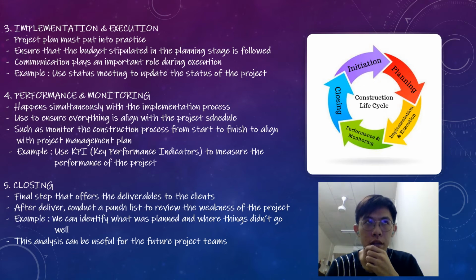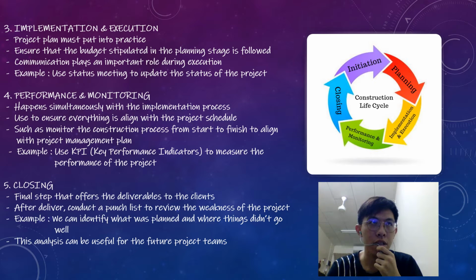And the third one is the implementation and execution. The project plan must put into practice. It is to ensure that the budget stipulated in the planning stage is followed. Also, communication plays an important role during execution. For example, we use status meeting to update the status of the project either by face-to-face or online.